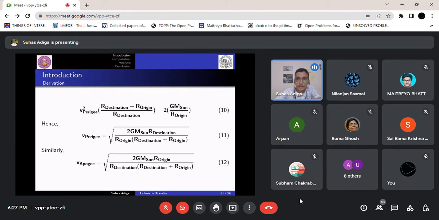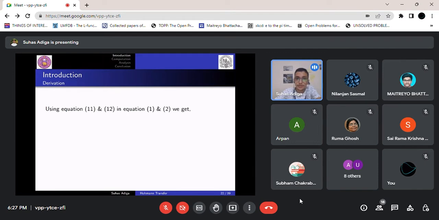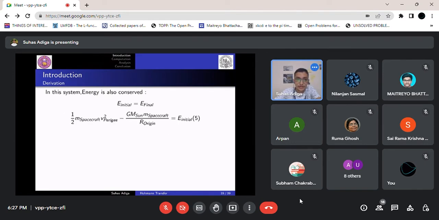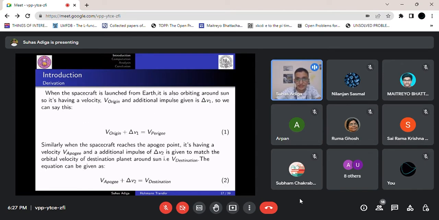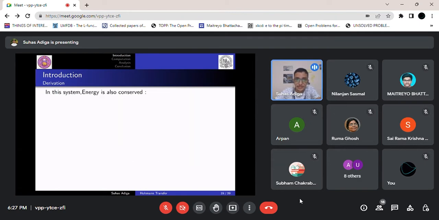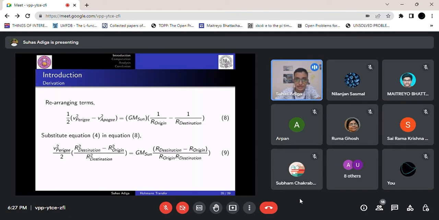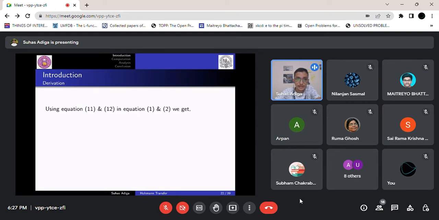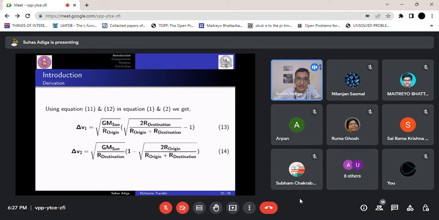So what I do, I'll use both the equations, equation 1 and 2, where I have terms for v perigee and v destination, whatever I had written first, right? So I'll substitute v perigee and v apogee in this equation. So when I do so, what I'll get is an interesting one. I can easily get what is delta v1 and delta v2. So now I can calculate theoretically or numerically what velocity I should give in order to successfully reach that orbit, right? So that is done.